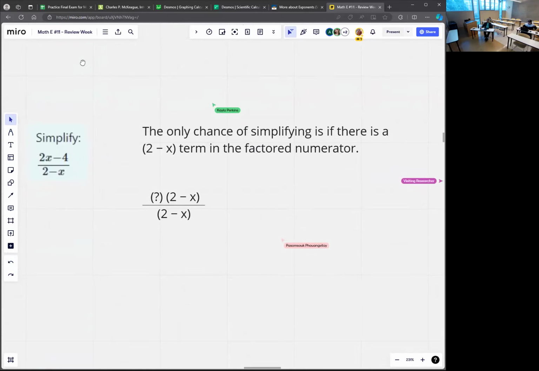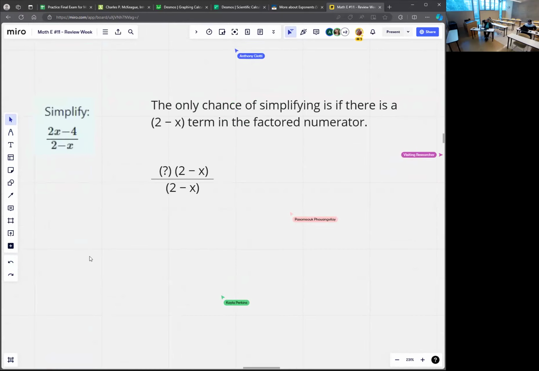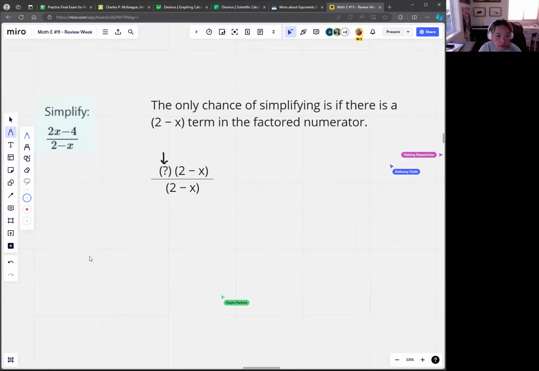Okay, similarly, this one is either done or there will be a 2 minus x to cancel out top and bottom. What goes in my question mark now? 2. 2, almost, I'm close. That would make it 4 minus 2x, but that's like positive, negative, the opposite of what we have. We don't have 4 minus 2x, we have 2x minus 4.